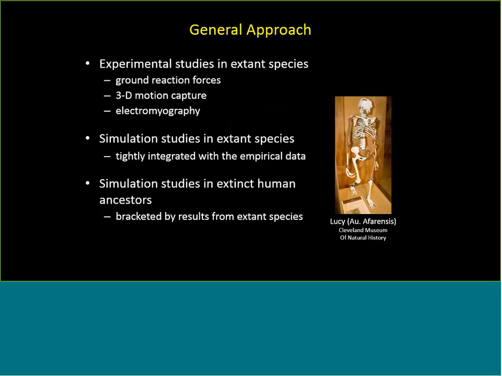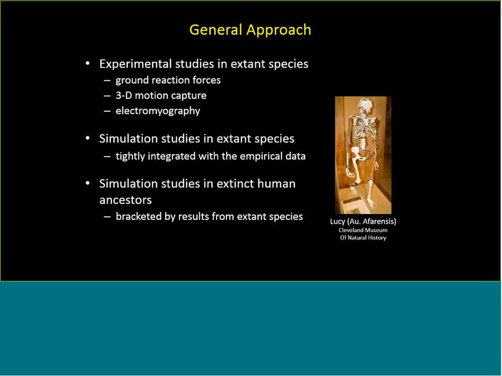So with that, our general approach is to conduct traditional experimental studies in extant species, so far mostly humans and chimpanzees, although there's other good models such as macaques as well. This involves collecting ground reaction force data, 3D motion of the body segments, electromyography, and these are done in concert with modeling and simulation studies in these same species. So we have a tight connection between the modeling, simulation work, and the experimental data.